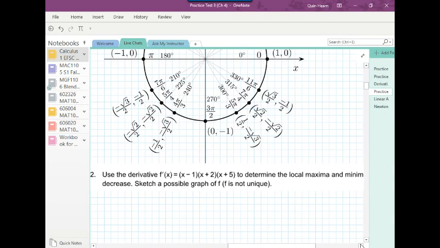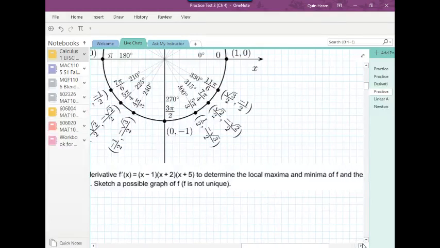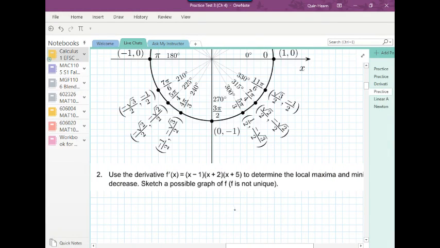Okay, so the concept of determining where a function's increasing and decreasing is related very much to the concept of local maximum and minimum of a function. So in this problem, they're giving us the derivative, which is nice because we don't have to find it ourselves. And the derivative is all we need to determine where a function's increasing or decreasing.